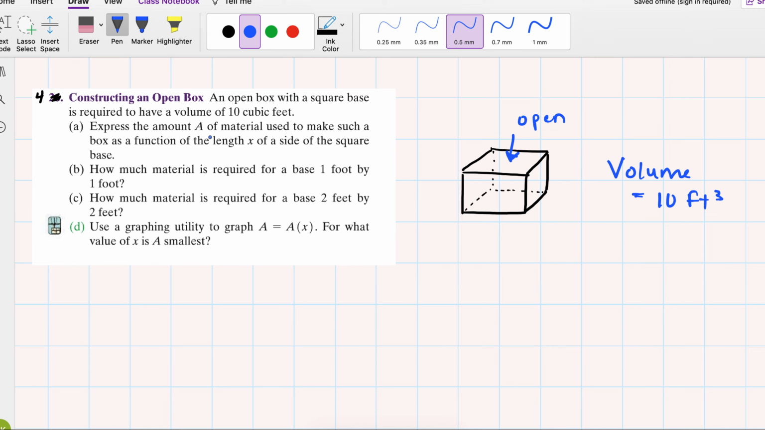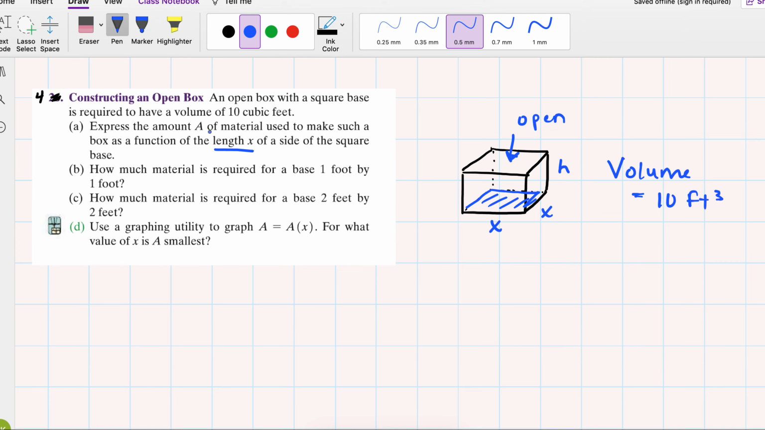We want to express the amount A of material used to make such a box as a function of the length x of a side of the square base. Okay, so first off, we're going to have a length x of a side of a square base. So here's the base. The base of the box is right here. And because it's a square base, the lengths of all the sides are equal. So this length we're going to call x, and this will also be x. And a box also has a height, so I'm going to just let h stand for height.